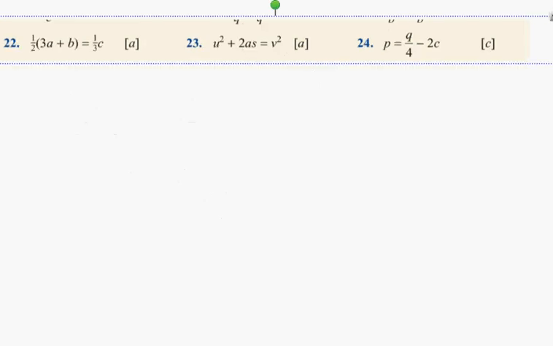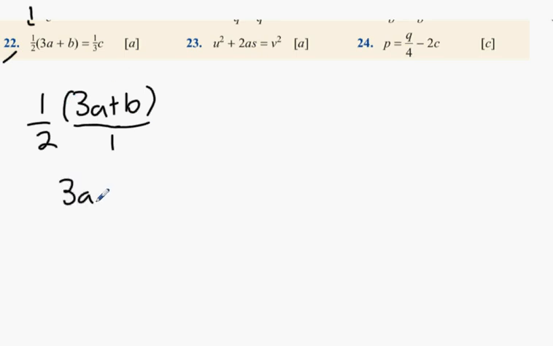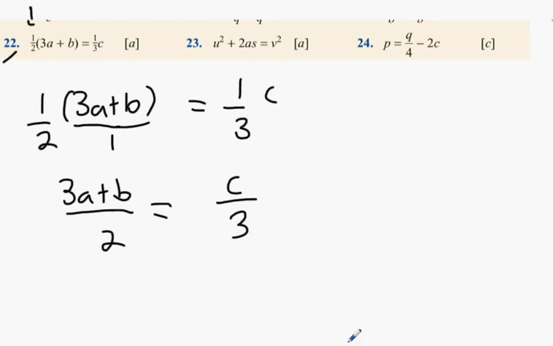Once again, pick one. 22. The reason why 22 gets picked is nobody likes the fraction in front of the brackets. Okay. Well, what did we say earlier about when the fraction is in front of the brackets? What did we do? Top by top? 3a plus b. Bottom by bottom? 2. Top by top? C over 3. What can we change them into?